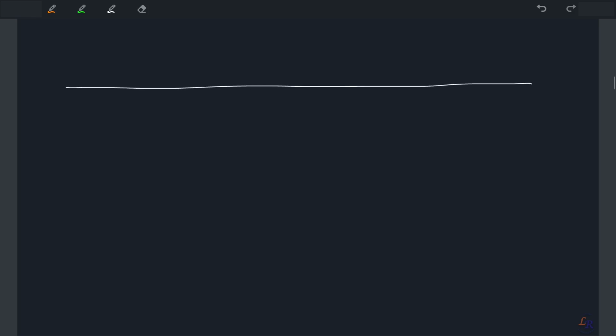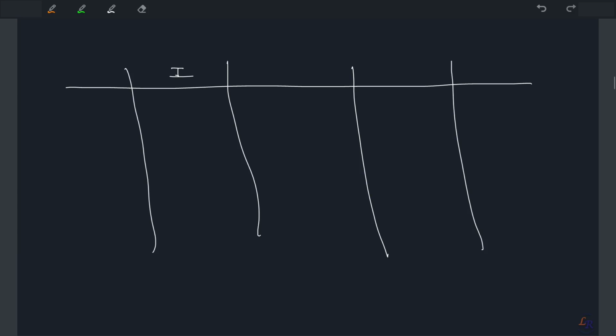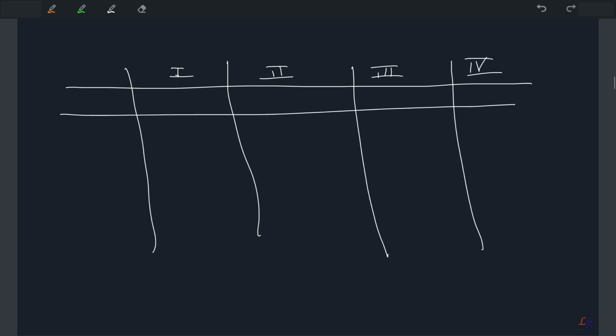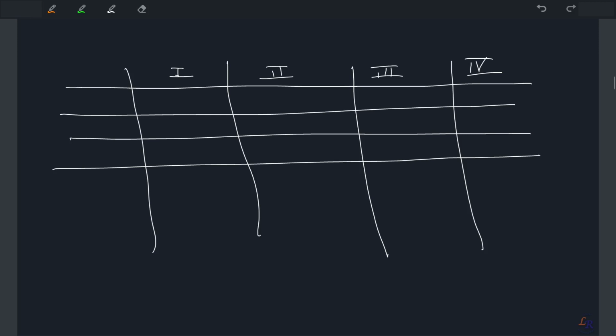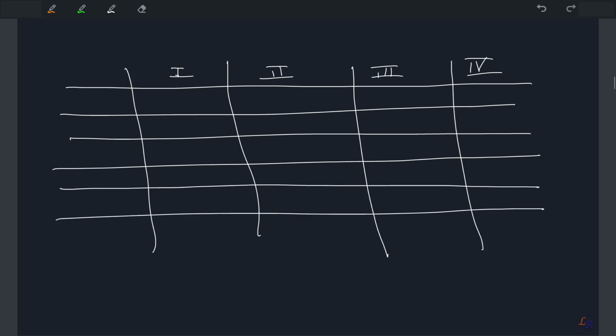Let's have a look at the four quadrants. Let's say this is your first quadrant, this is your second, this is your third, and this is your fourth, right? And we go one by one. So we have sine x, cos x, tan x, cosec, sec, and cot, right? All are derived from each other. So let me write the values here.